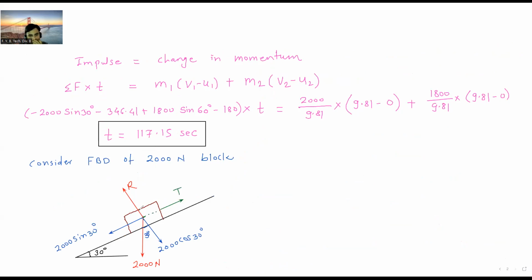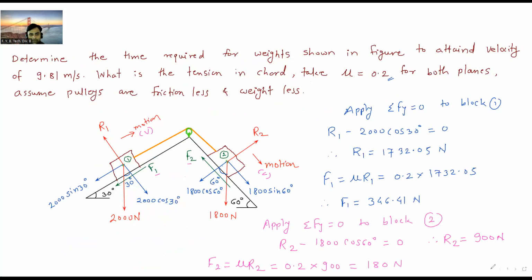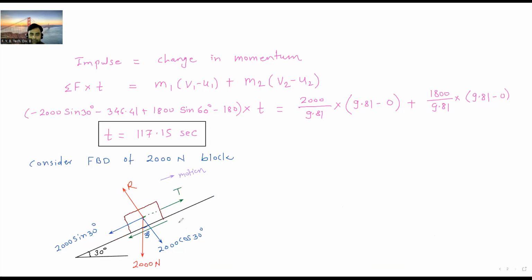Tension in the string. Then frictional force, obviously. Frictional force is in the opposite direction to the motion. So what is the direction of the motion? This is the direction of the motion. The frictional force is in the opposite direction. And this force, we have already calculated the value. What is the value of F1? It is 346.41.